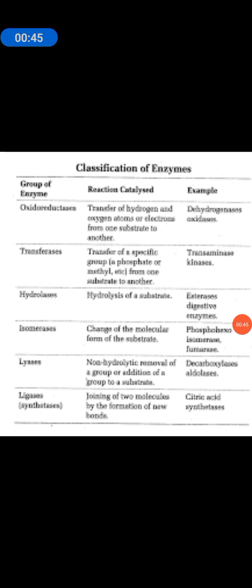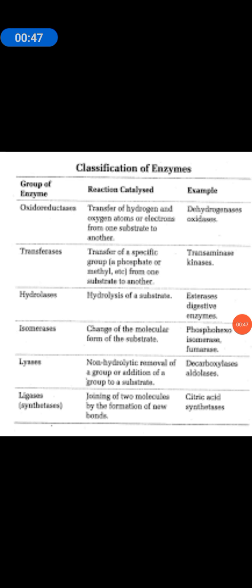Now, what are the various properties of enzymes? We have the catalytic property, which helps speed up the reaction. Then reversibility, and specificity: an enzyme is very specific about the site it needs to attack. Then heat sensitivity and pH sensitivity.